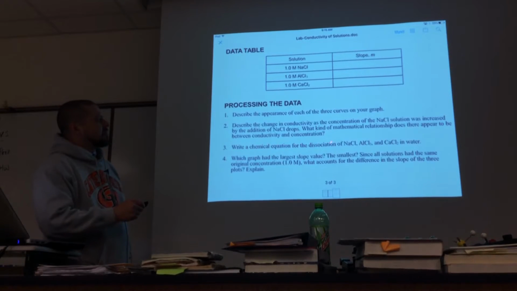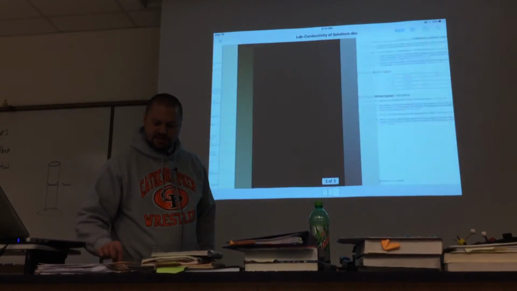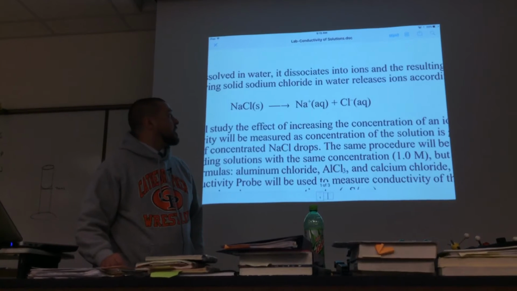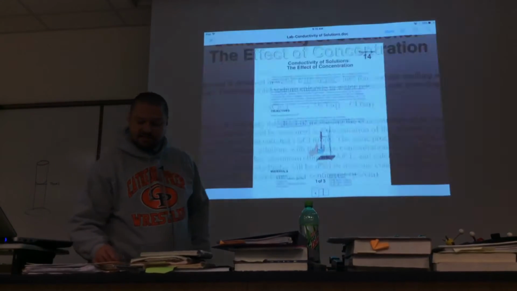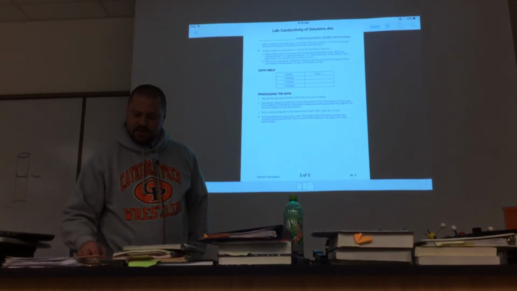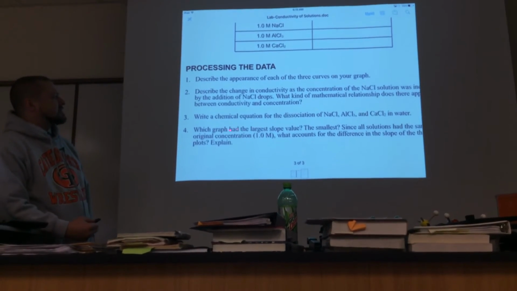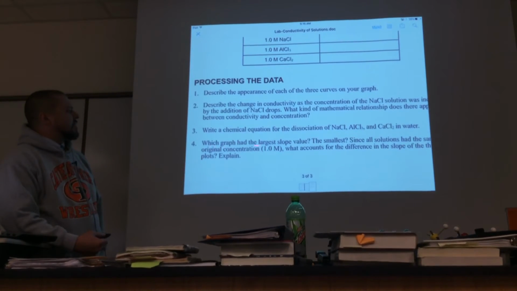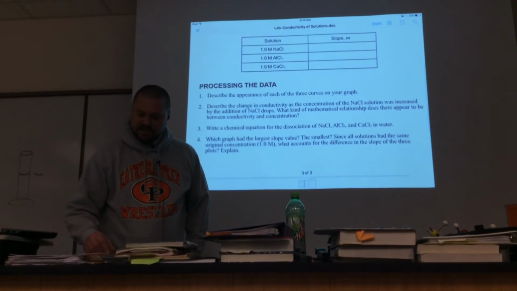This is write a chemical equation for the dissociation of these guys. That's basically saying write those type of equations, the thing that we've been practicing, just starting to practice. So you want to write these dissociation equations for all 3. That's number 3 right here. And then last it says which graph had the largest slope, which had the smallest. And if they all had the same concentration, why are there different conductivities?